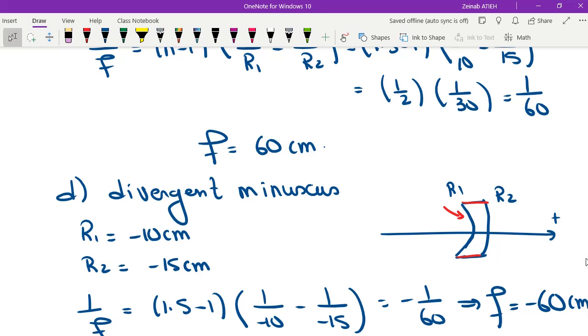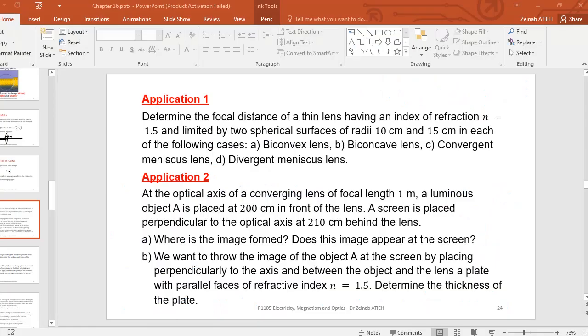So now let's move to application 2. At the optical axis of a converging lens of focal length 1 meter, a luminous object A is placed at 200 centimeter in front of the lens. A screen is placed perpendicular to the optical axis at 210 centimeter behind the lens. Where is the image formed? Does this image appear on the screen?